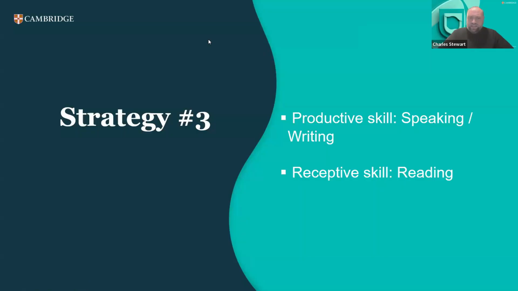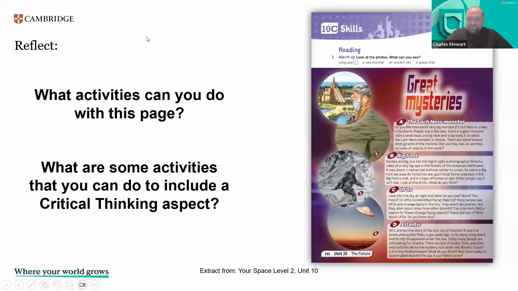Now, the third and the last strategy that we will look at involves the productive skills of speaking and writing and the receptive skill of reading. Okay, last time, here's a page. This extract comes from Your Space Level 2, Unit 10. Here, great mysteries: Loch Ness Monster, Bigfoot, someone who wrote Bigfoot in the chat will be happy, UFOs, and Atlantis.